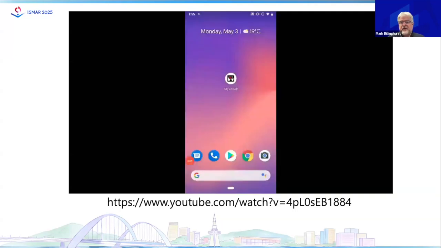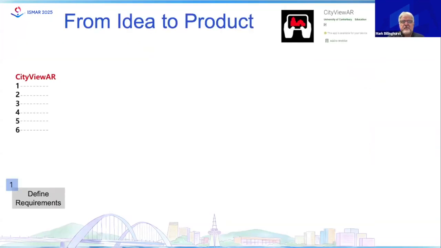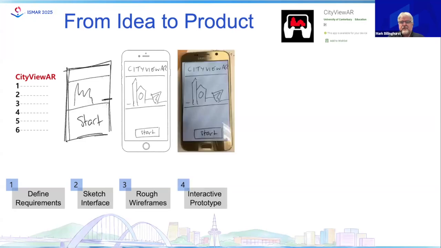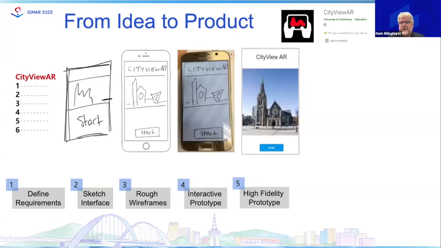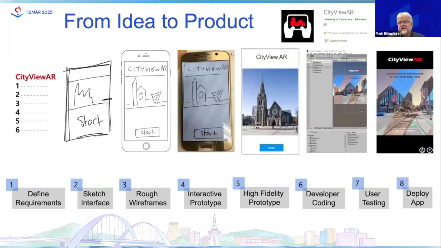And then finally, we deployed it onto the App Store. And as I said, you can go on the App Store now and look for CityView AR and download the app. The interesting thing is we went from a rough idea of what we wanted, so we did the user-defining requirements I talked about. Then we sketched out some ideas on the interface. We made some rough wireframes, built an interactive prototype using Pop, built a high-fidelity prototype, and then started doing the coding, and then testing, and then deployed the app.